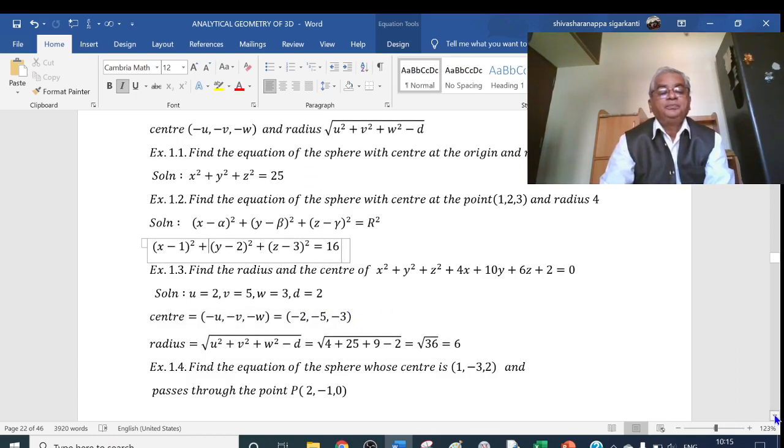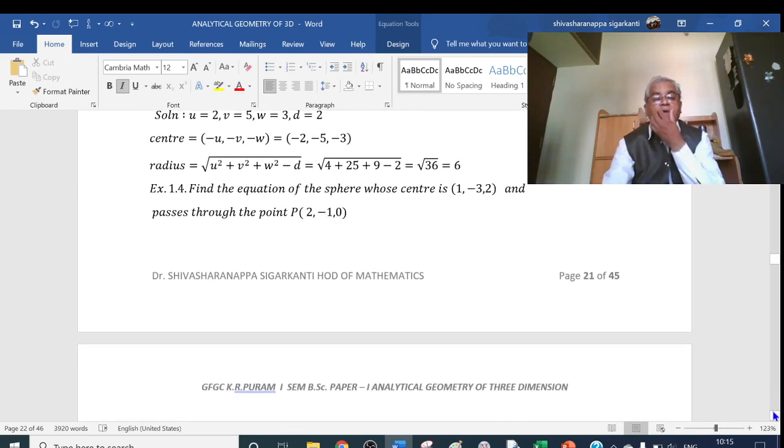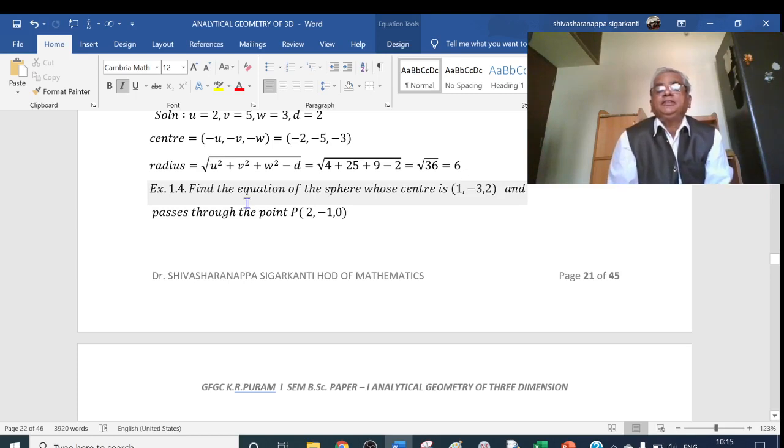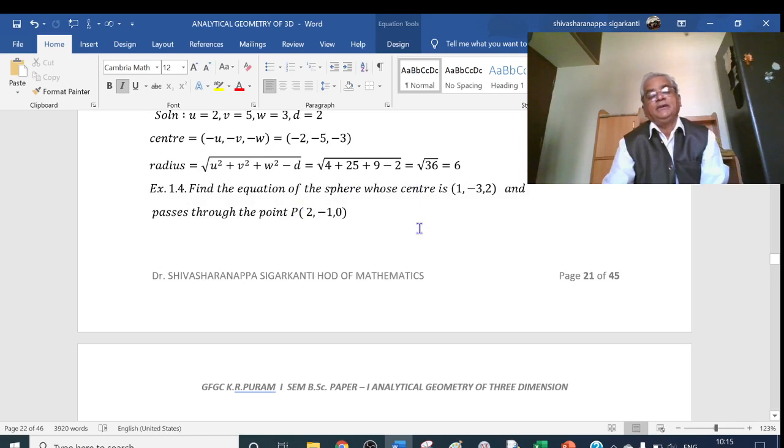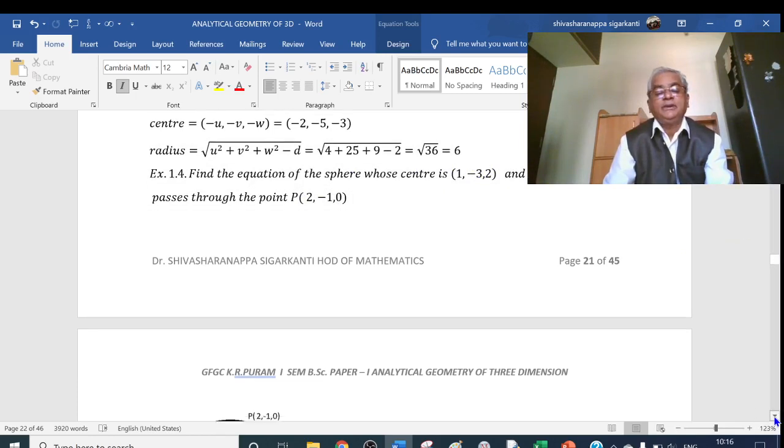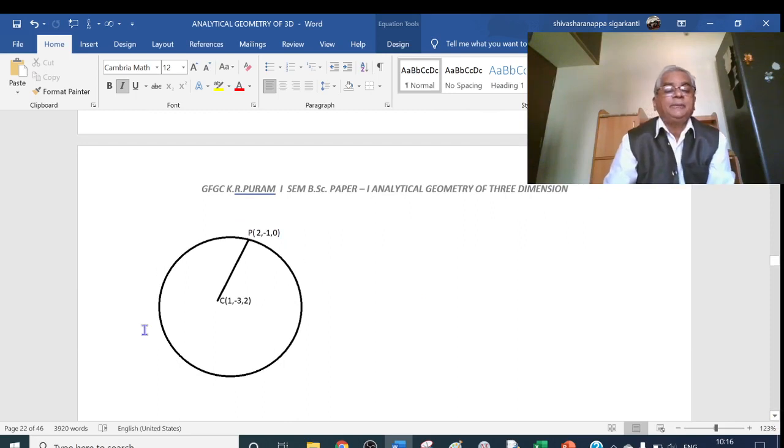Next example. Find the equation of the sphere whose center is (1, −3, 2) and passes through the point P (2, −1, 0). Here the center is given. If I know the radius, then I can write the equation of the sphere. This is my sphere, with center (1, −3, 2), and it passes through the point P (2, −1, 0).